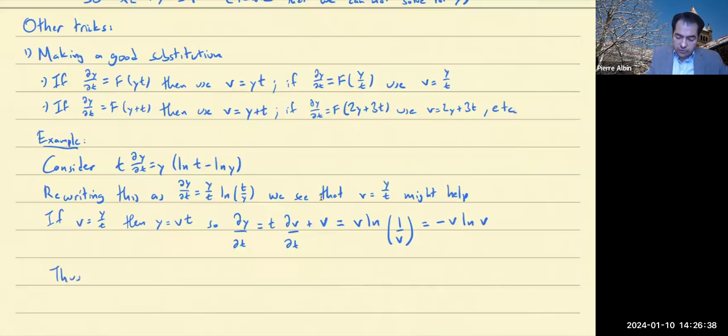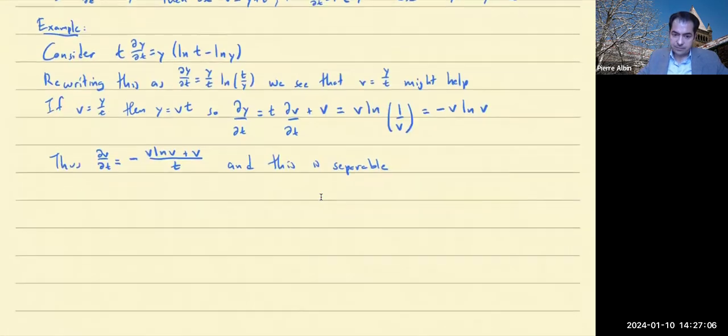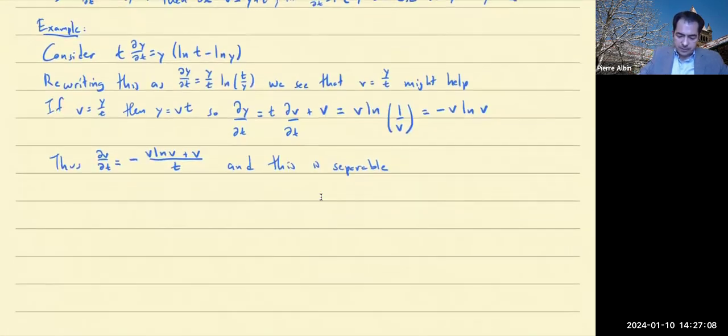Thus, if we now solve for the derivative of v with respect to t, we see that this is equal to minus v times natural log of v plus v, all of that divided by t, and this is separable, which means we're in really good shape. We know how to solve separable equations. Here's another example.